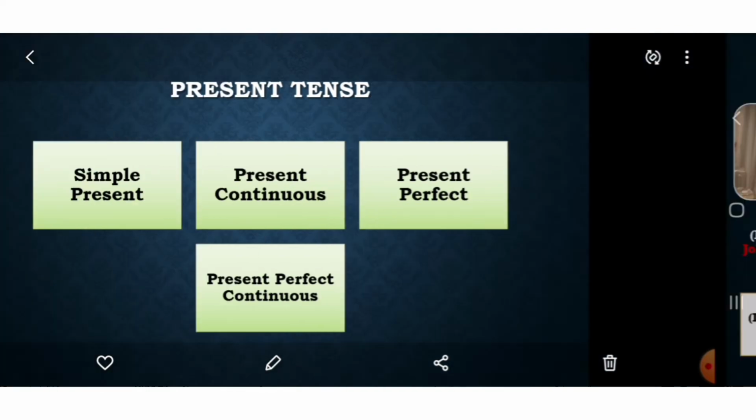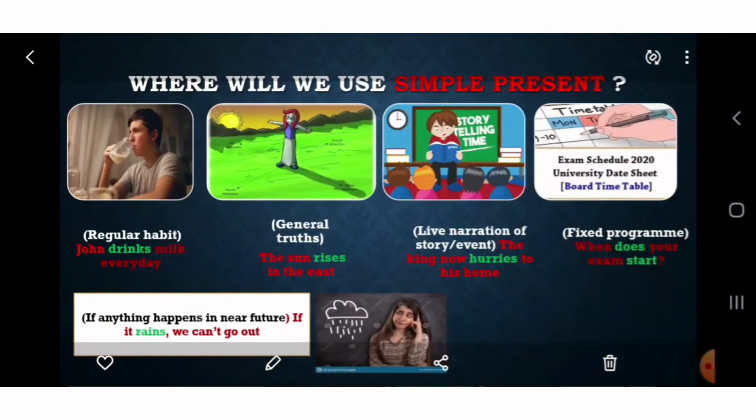So let's see where we will use simple present. Since we are dealing with only simple present tense today, we will be discussing this particular tense. We are not dealing with any other thing, so just focus on this particular tense. Now in which cases will we use simple present?